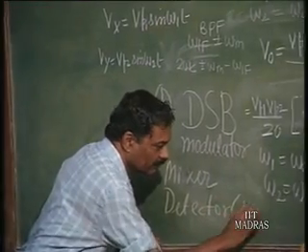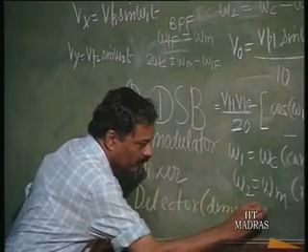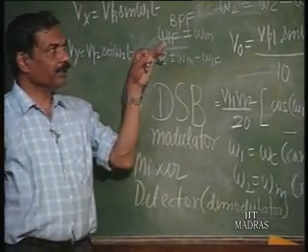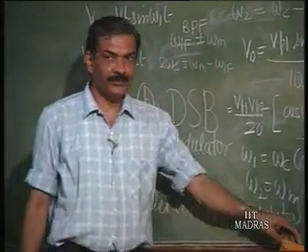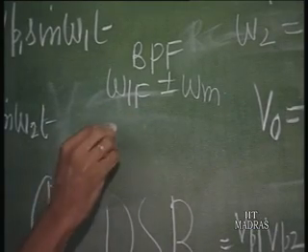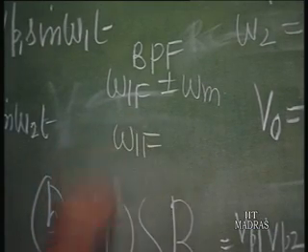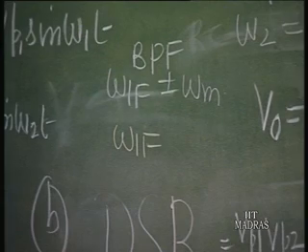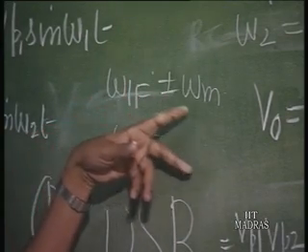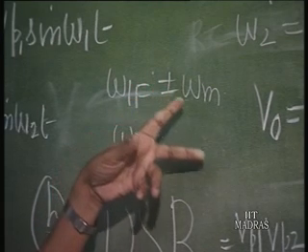This is called, what is this? Now, we have information in omega if plus or minus omega m. I put a local oscillator whose frequency is omega if. So, output will be twice omega if plus minus omega m and omega m.